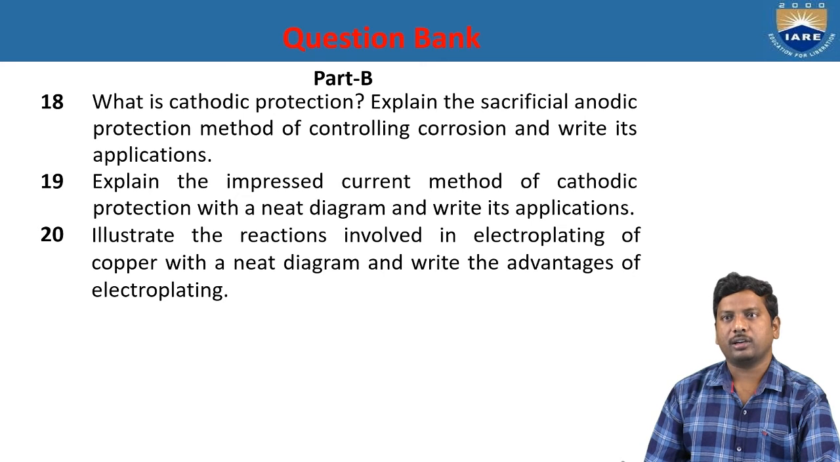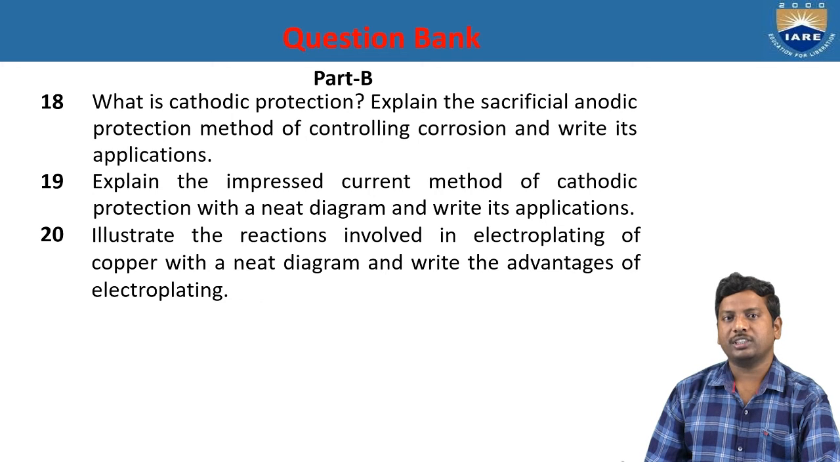What is cathodic protection? Explain the sacrificial anodic protection method of controlling corrosion and write its applications. So cathodic protection is nothing but the metal is forced to act as a cathode. So by applying cathodic protection, what happens? The metal of anodic material should be converted into a cathodic material by applying DC voltage, nothing but direct current voltage. And the sacrificial anodic method is nothing but the coating of a base metal of iron with zinc or magnesium.